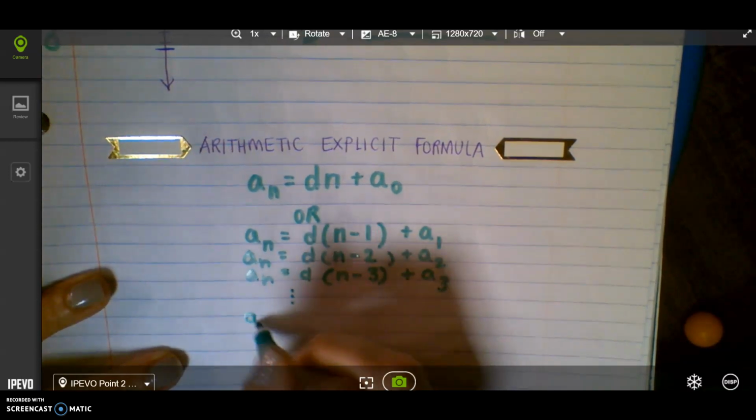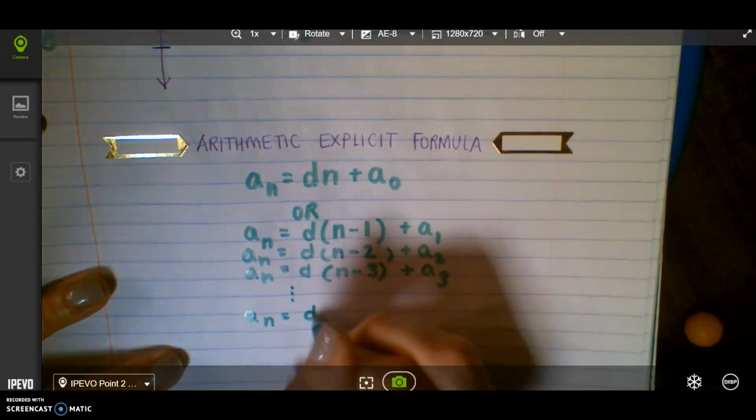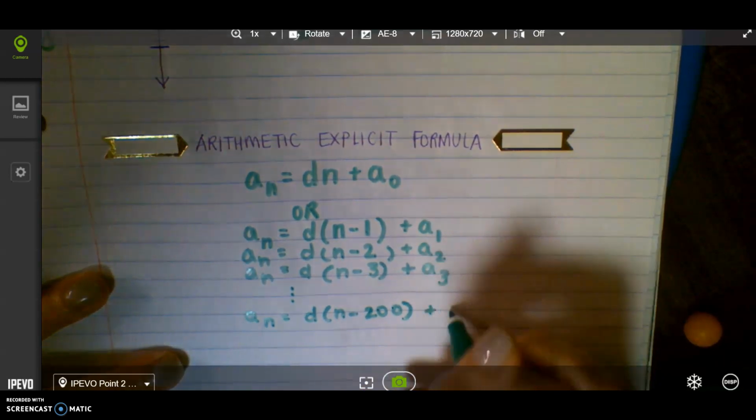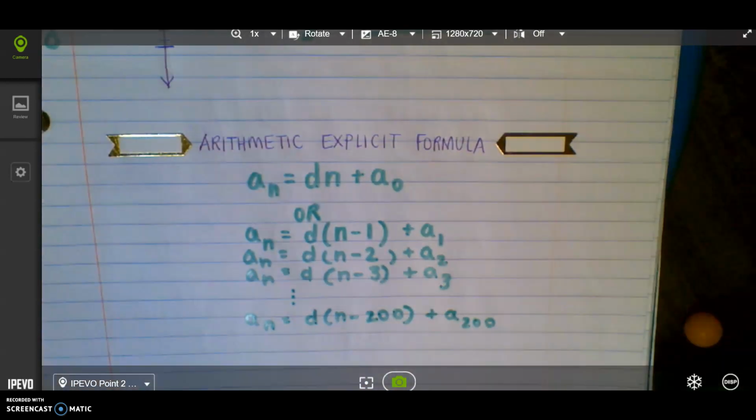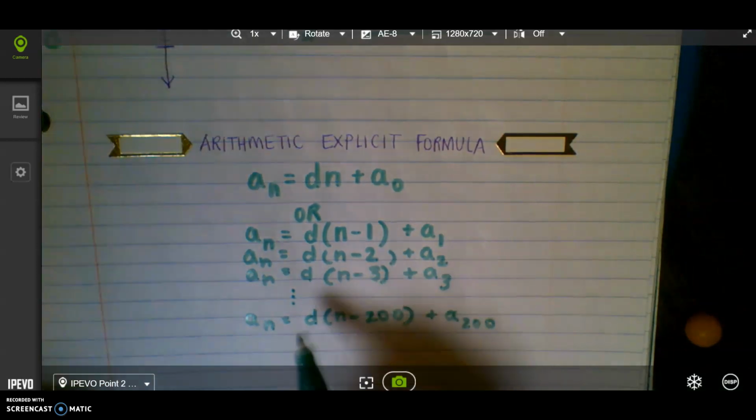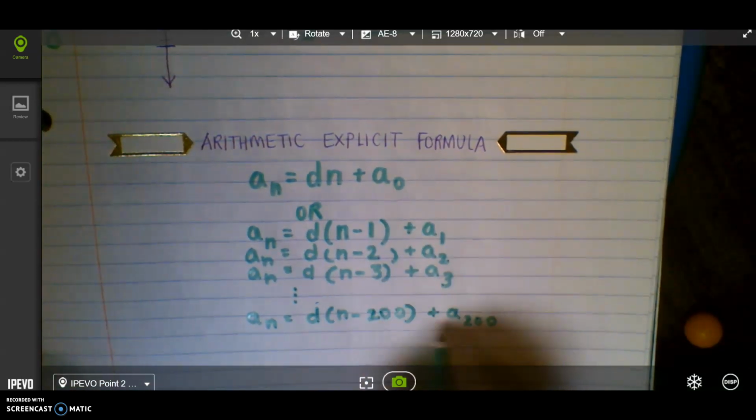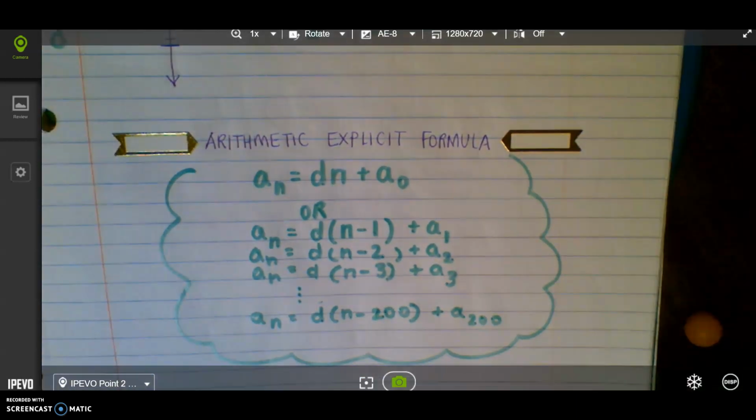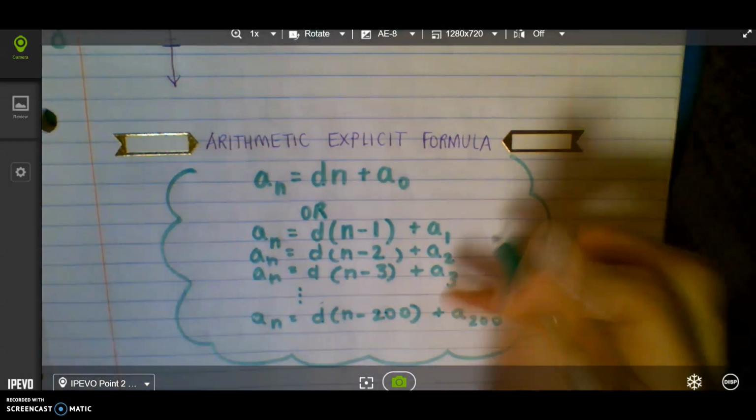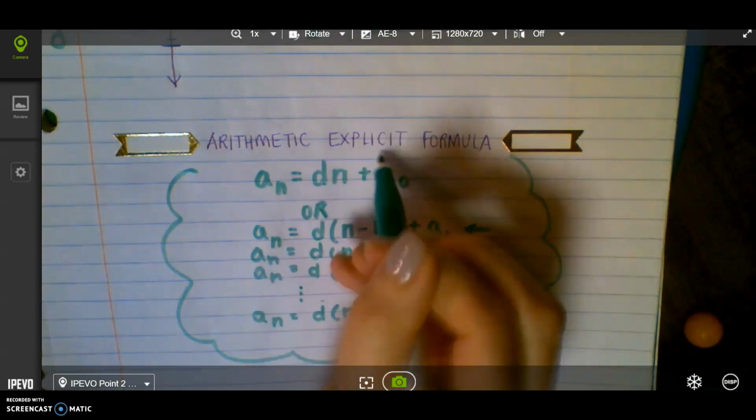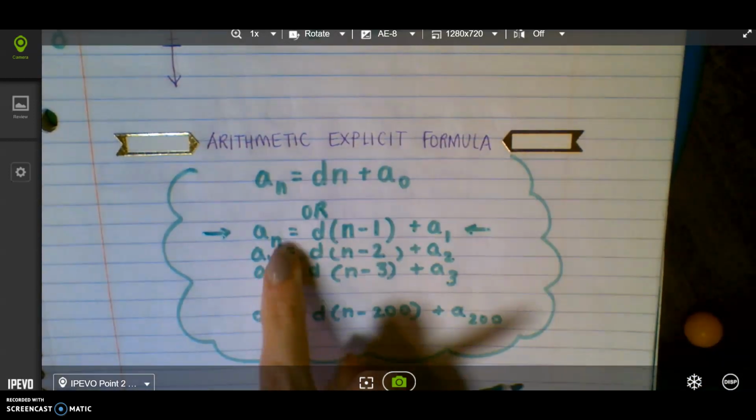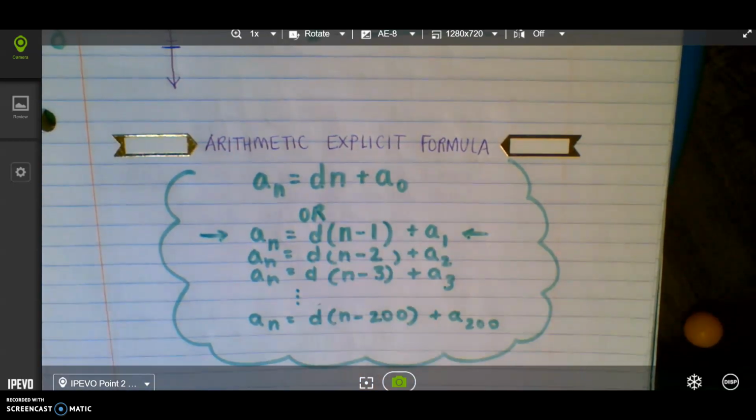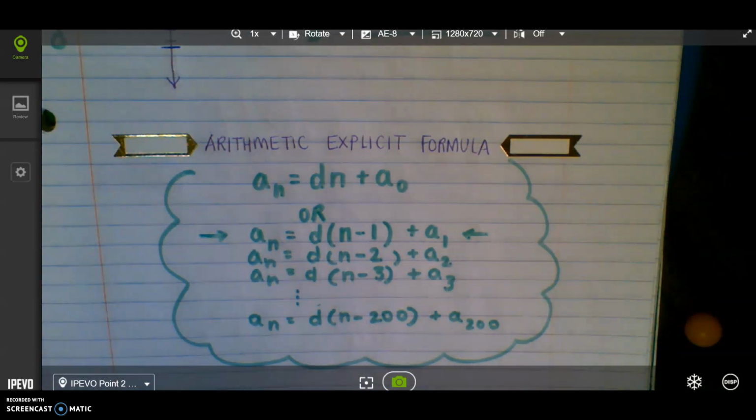Any term I want, I can use. The 200th term, so shift it to the right 200 plus a sub 200. All of these forms will simplify after I distribute and combine like terms. They'll all simplify to that original arithmetic explicit formula. Because sequences usually start with the first term, if you were to Google arithmetic explicit formula, you'd most likely see this form that uses the first term. But all of these, again, are forms of the exact same arithmetic explicit formula.